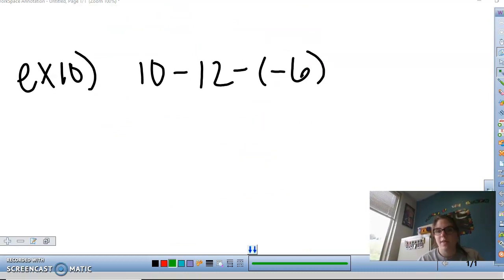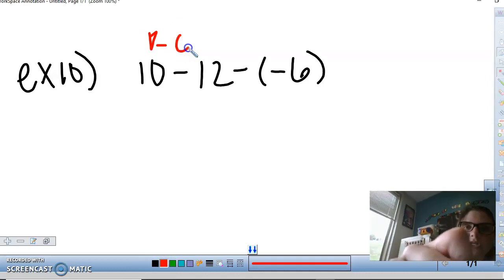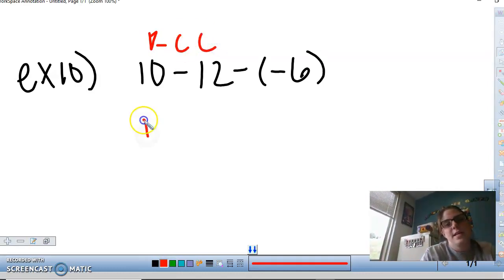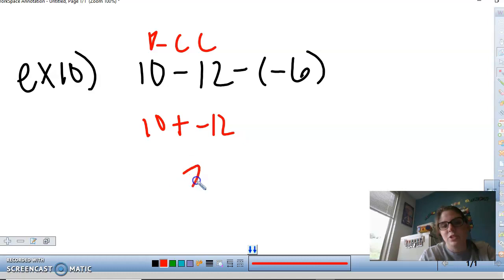All right, and one last problem. I would like you to try this one by yourself first, and then we'll go through it together. So I am going to keep, change, change. So I'm going to have 10 plus a -12. These are different signs, so I know I'm going to subtract. So I'm going to have 12 minus 10, which is 2. And I keep the sign of the bigger number, which is 12, so I'm going to have -2.